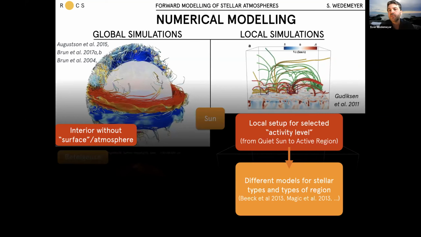With the local setup, you need to select your activity levels. So it means quiet sun or plage or active region. You really have to decide. That means you need to make many different models for different types of regions and also for the different types of stars, of course.